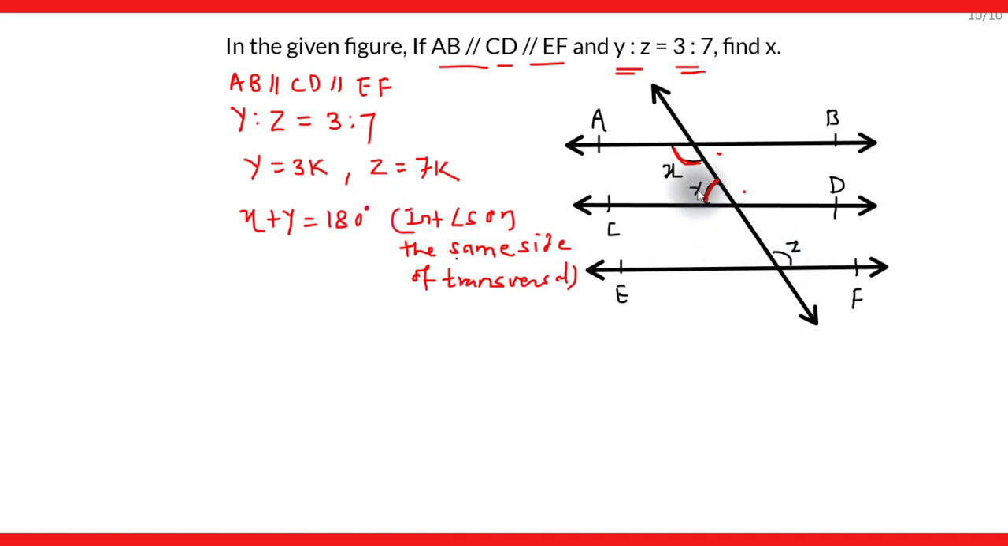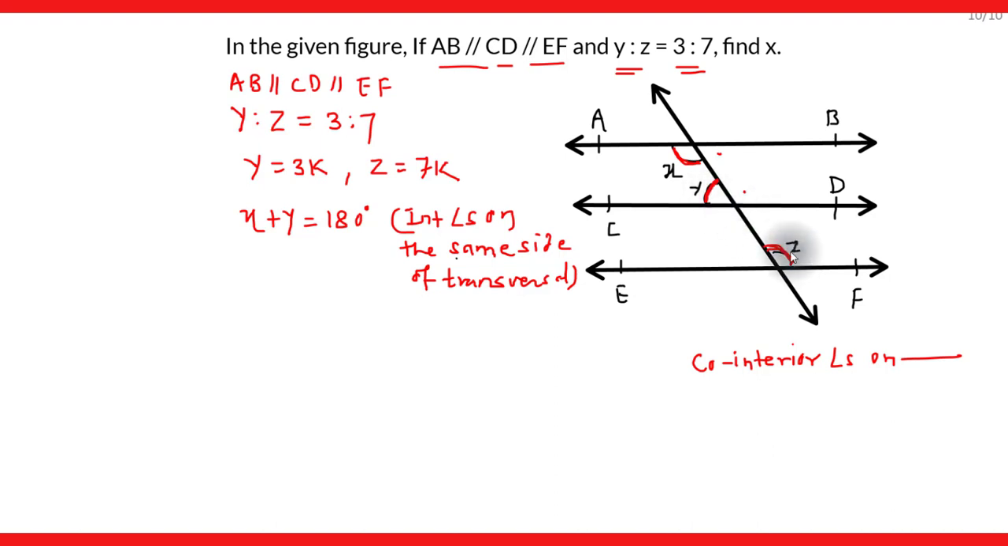What relation can you say about this angle Y and this angle Z? Is there any relation? Yes, these two angles are also supplementary because these are co-interior angles. What do we call it as? Co-interior angles on the same side of the transversal, and therefore these two angles are also supplementary. It means the sum of these two angles, that is Y plus Z, is equal to 180 degrees.